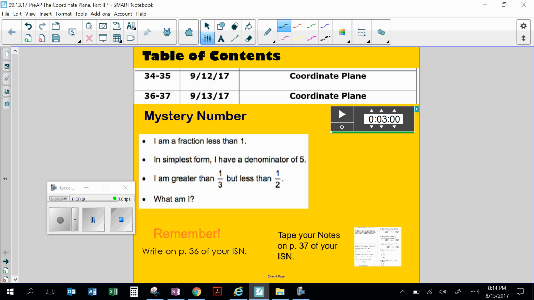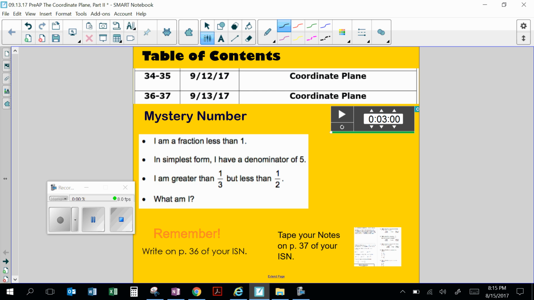Welcome. This video is over how to graph an ordered pair on the coordinate plane, or graph a point, or even read an ordered pair. So, mystery number. I am a fraction less than 1. In simplest form, I have a denominator of 5. I am greater than 1/3, but less than 1/2. What am I? Our mystery number.